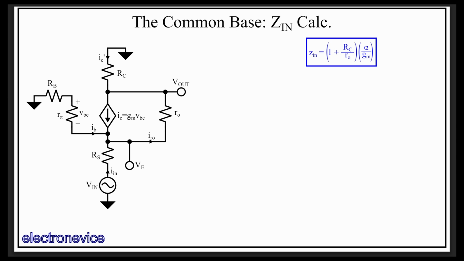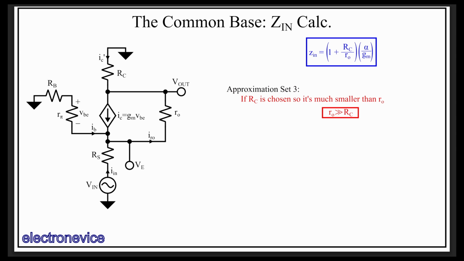Here we see that the input impedance appears to be alpha over Gm divided by a resistive divider consisting of Ro and Rc. So if you can't make this final approximation, this equation is pretty simple already and may be more useful to you. The final approximation to get the classic input impedance for a common base is assuming, or rather ensuring, that Ro is much greater than Rc.